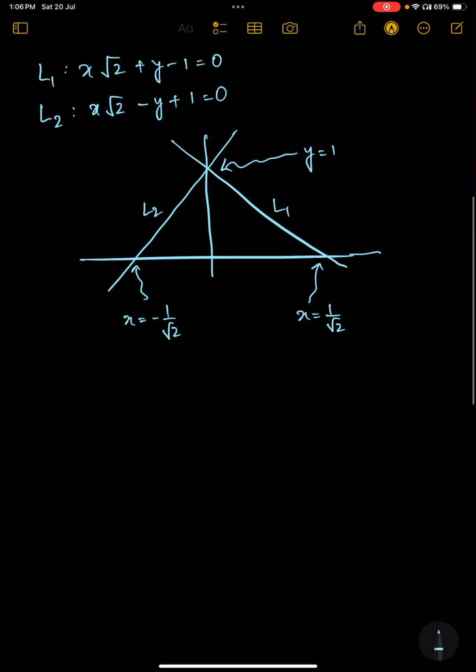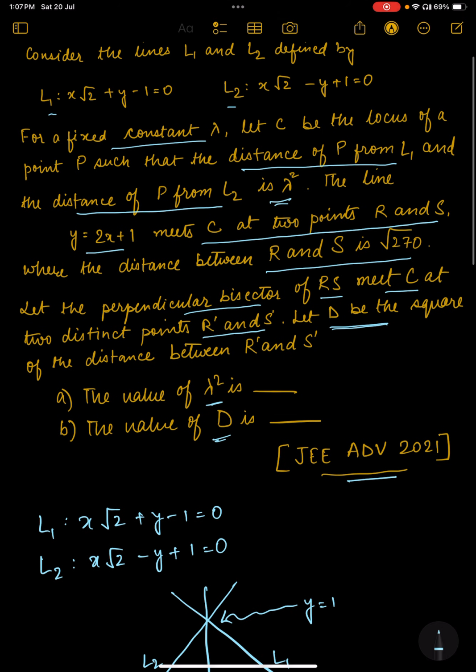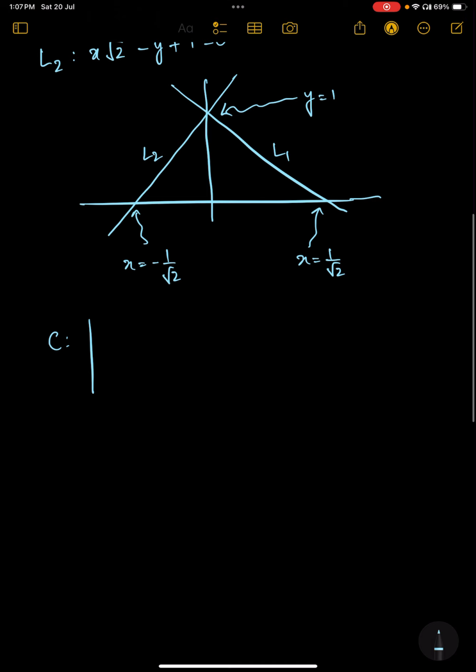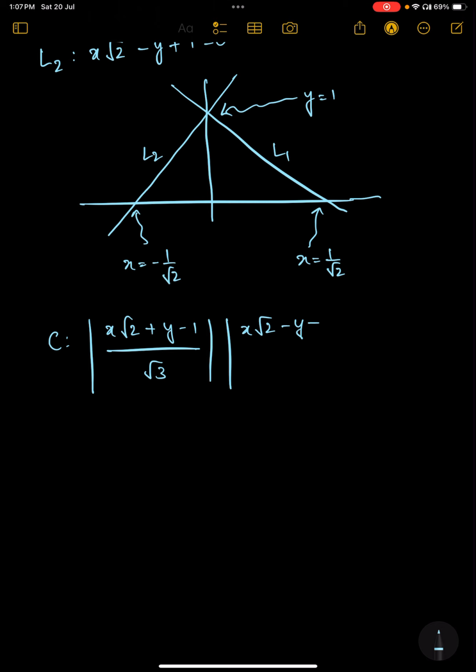Now, from the question, we are given that there is a curve C, the locus of the point P such that the distance of point P from L1 and the distance of point P from L2 is lambda square. So we are going to write the equation for C as x root 2 plus y minus 1 by root 3 in product with x root 2 minus y plus 1 by root 3 is equal to lambda square.